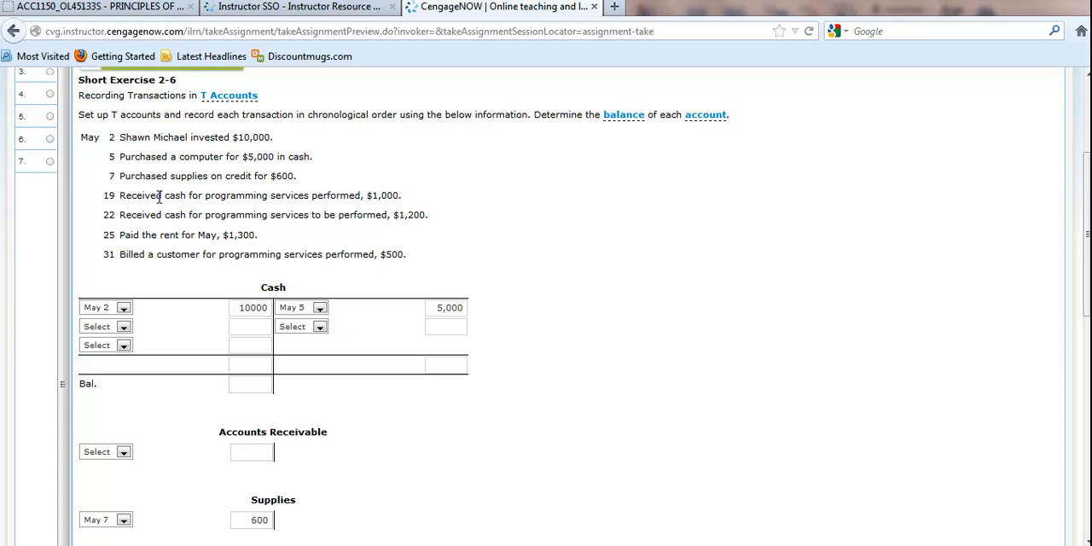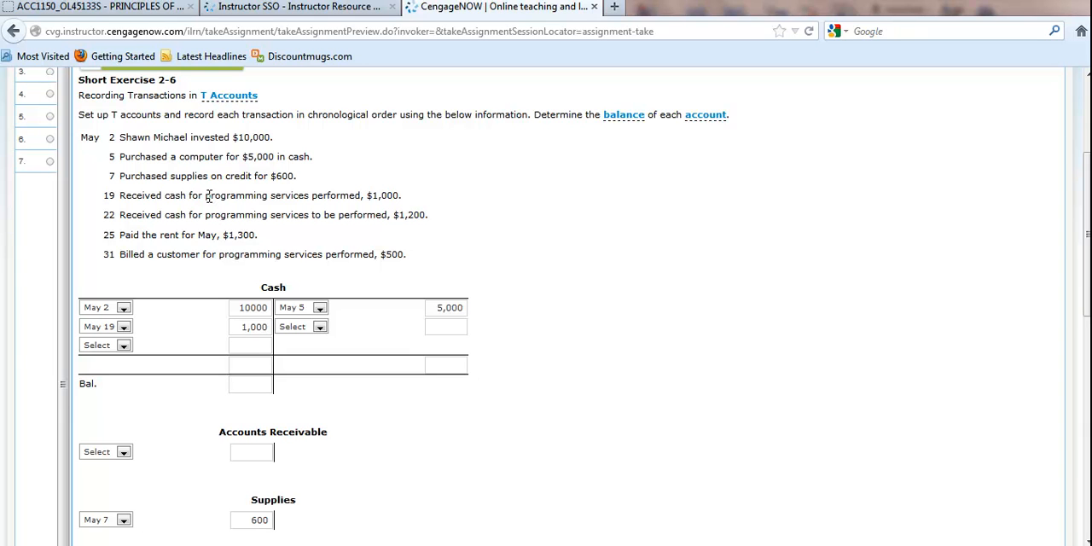Okay, then we have the 19th, and it says I received cash. So that's kind of the trigger word there. If you receive cash, somebody's giving you cash, so the amount of your cash increases. So I'm actually receiving $1,000 in cash. So I'll go down here on the 19th and increase my cash account in the amount of $1,000.